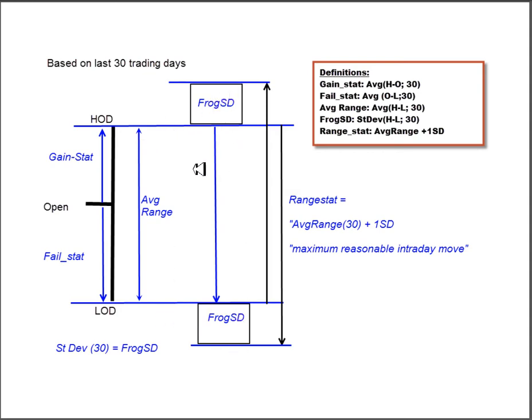Frog standard deviation is that average range plus a standard deviation in either direction. So if we saw something that looked like the low of the day and we wanted to see the maximum reasonable intraday move, we would measure from the low of the day a range stat up, then that would give us the upper target if price were climbing. If price were failing, we would start from the high of the day, measure down an average plus a frog standard deviation, and that would give us the maximum reasonable intraday move to the downside.